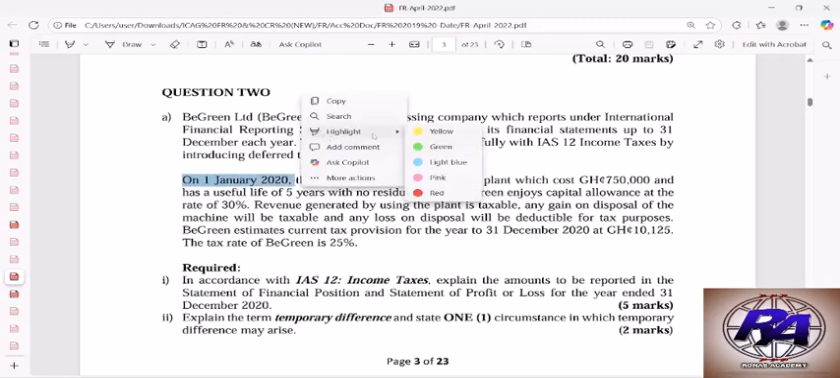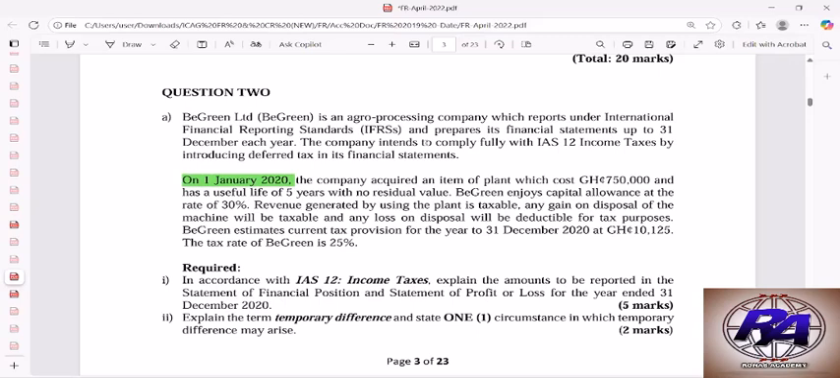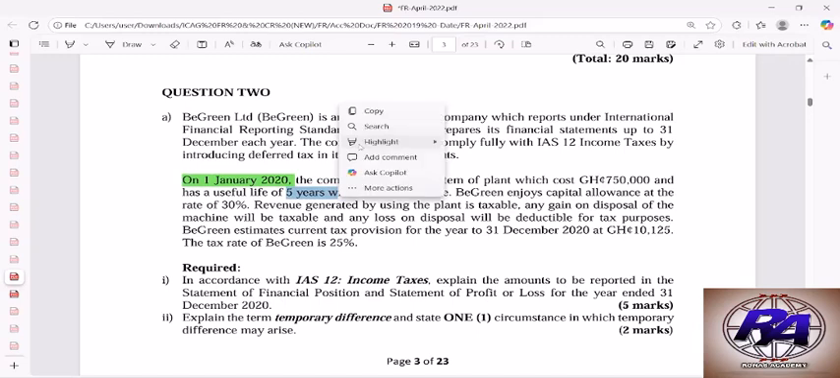2020. So please, if you want to appreciate financial reporting or corporate reporting more, date is important. So on 1st January, that is the starting of the business, they acquired a plant costing 750,000 Ghana cedis and has a useful life of 5 years. So you can see a useful life of 5 years. The cost is 750,000, a useful life of 5 years, and it has no residual value.